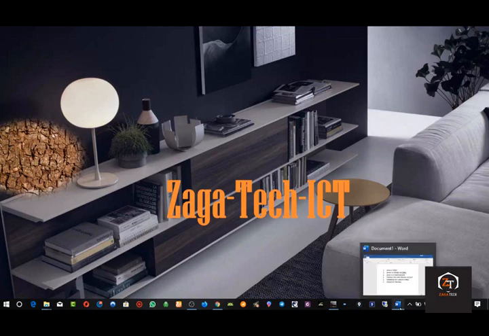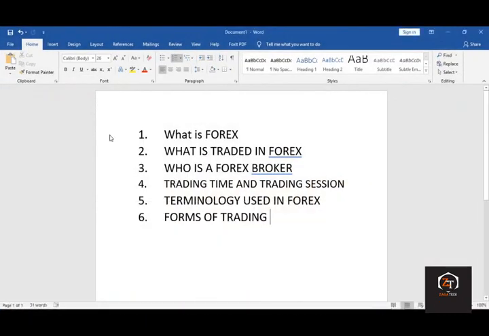Now, the first thing you need to know is: what is forex trading? You need to Google about it and know what forex is all about. Then the second thing is what is traded in forex. You need to Google that too. Then, who is a forex broker? You have to Google about that. Then trading time and trading sessions, you also need to Google. And terminology used in forex.